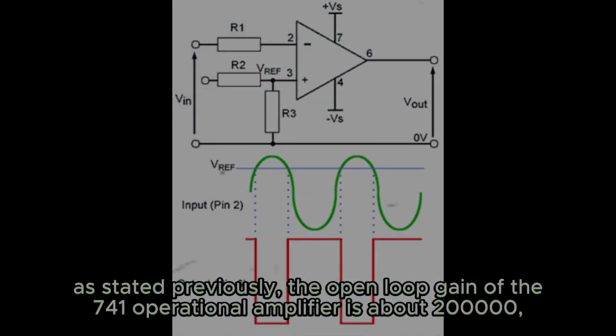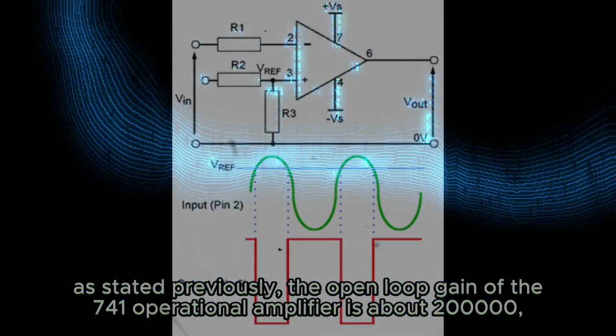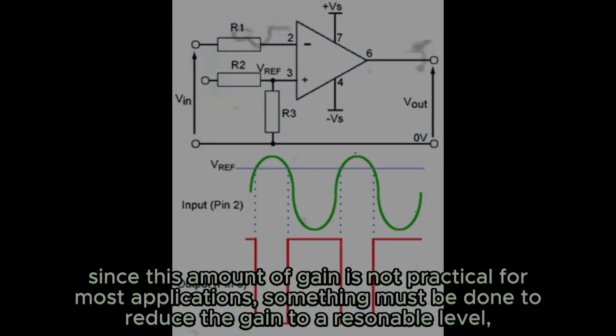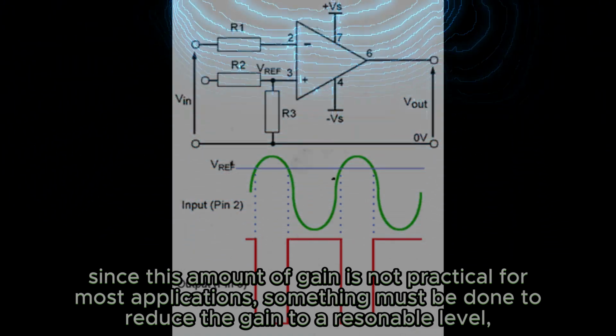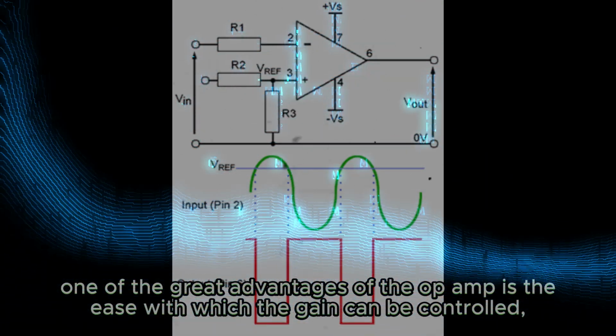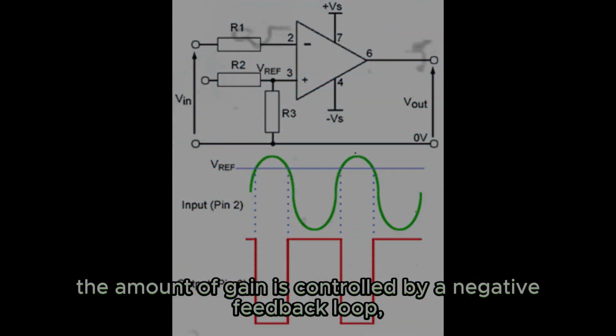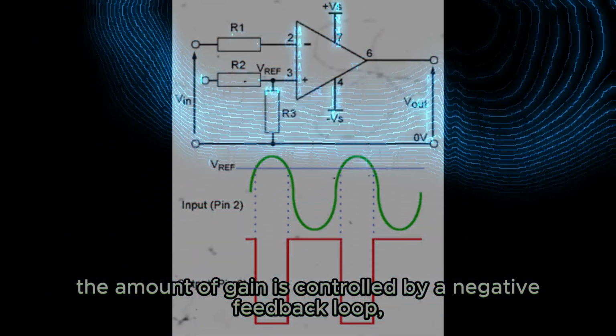As stated previously, the open loop gain of the 741 operational amplifier is about 200,000. Since this amount of gain is not practical for most applications, something must be done to reduce the gain to a reasonable level. One of the great advantages of the op-amp is the ease with which the gain can be controlled. The amount of gain is controlled by a negative feedback loop.